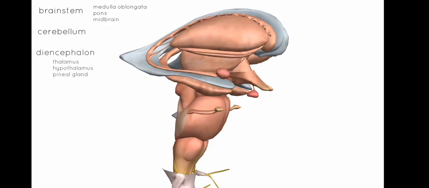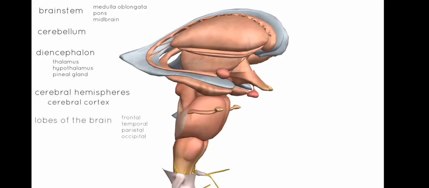So now we studied the brainstem, the cerebellum, the diencephalon, and the cerebral hemispheres, where we saw the cerebral cortex. Then we studied the lobes of the brain, that is the frontal lobe, the temporal lobe, the parietal and the occipital. Then we studied the limbic system and the ventricles.